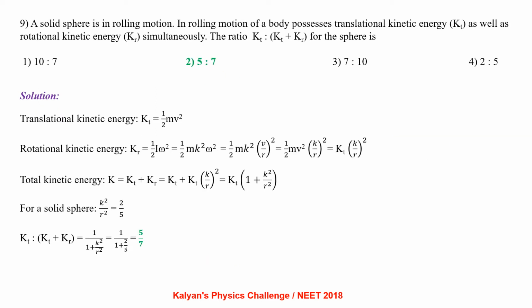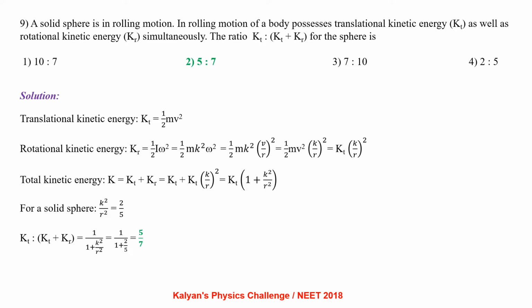A solid sphere is in rolling motion. In rolling motion, a body possesses translational kinetic energy as well as rotational kinetic energy simultaneously. The ratio of translational kinetic energy to sum of translation and rotational kinetic energies of the sphere is, translational kinetic energy is half mv square, rotational kinetic energy is half I omega square, which can be written as half into mk square into omega square, where mk square is the moment of inertia of the object in terms of k, that is radius of gyration.